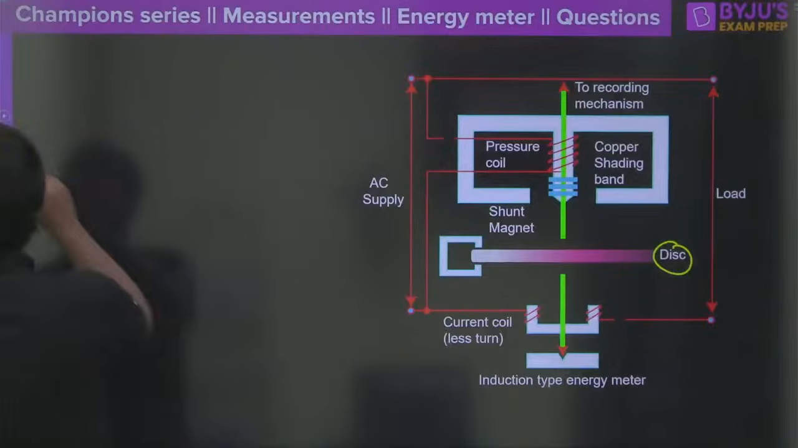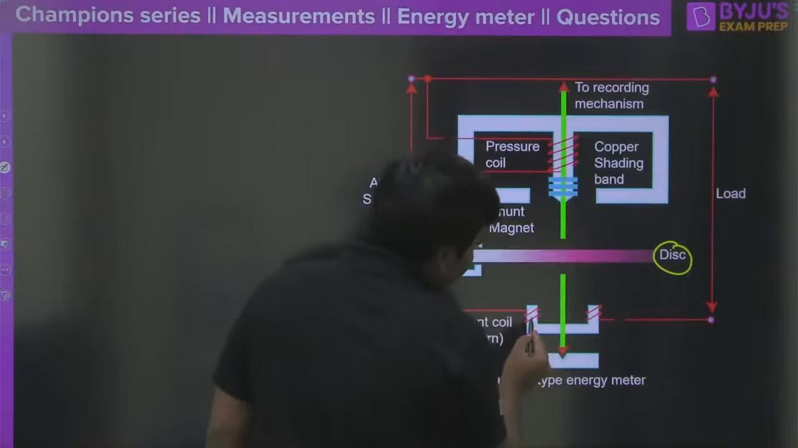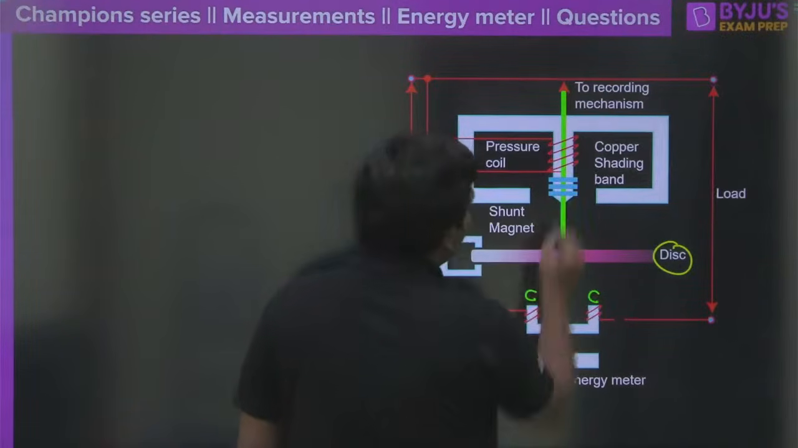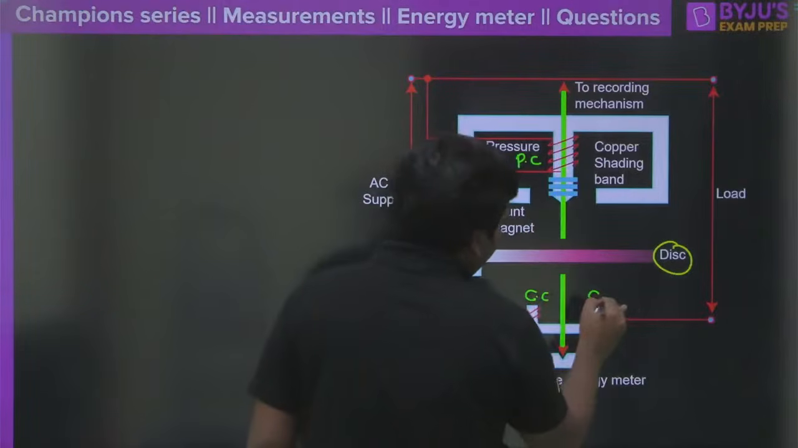Where we are having the shunt magnet here. Obviously the shunt magnet is very clearly visible to you, isn't it? Everyone must answer this one. We have a pressure coil here and the current coils are here. This is a current coil, and this is a current coil. Of course, this is simply called a pressure coil here. Clear?